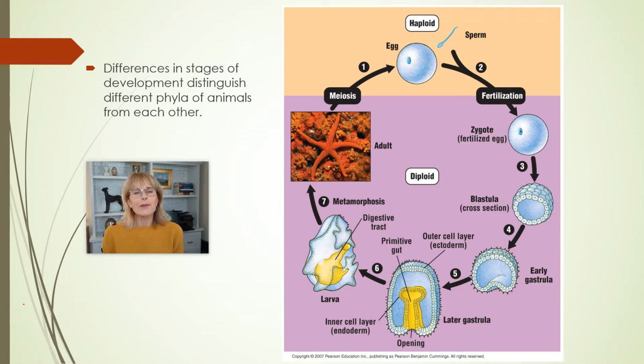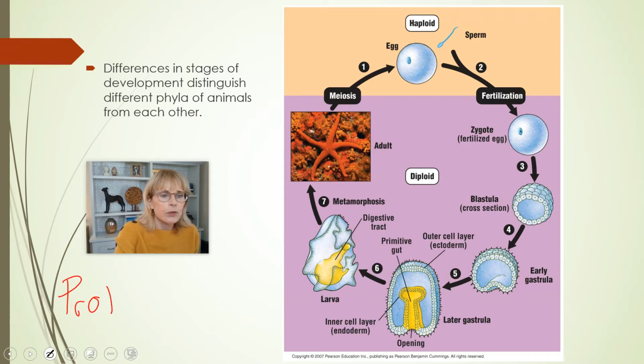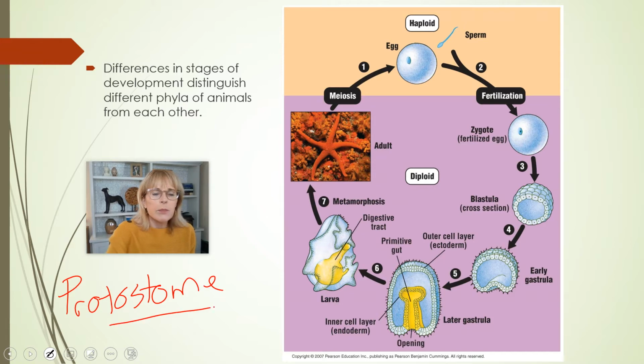We're doing some more animals. We've got 3 labs of animals, and this week we're going to be doing more animals that are in the category of protostomes. Protostomes. To be a protostome means what? Well, let's go back to the concept of embryology.